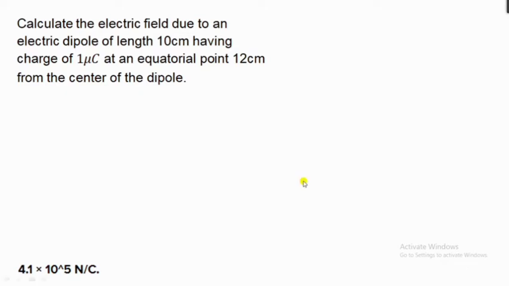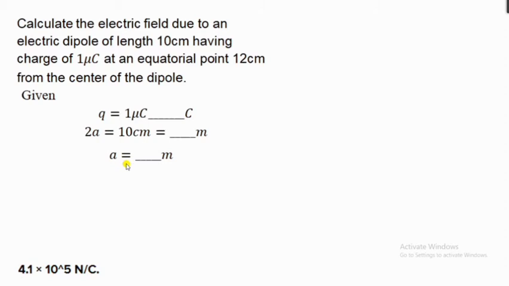And this is the second question. Calculate the electric field due to an electric dipole of length 10 centimeter having a charge of 1 microcoulomb at an equatorial point 12 centimeter from the center of the dipole. Here the charge is given, that is 1 microcoulomb, so you can convert this into coulomb, and the length of the dipole is given as 10 centimeter, and you have to convert this into meter, and you can find a also. Now r is also given as 12 centimeter, and you have to convert this into meter.